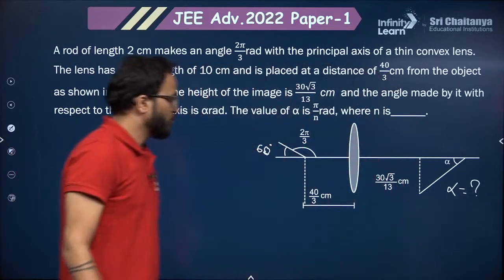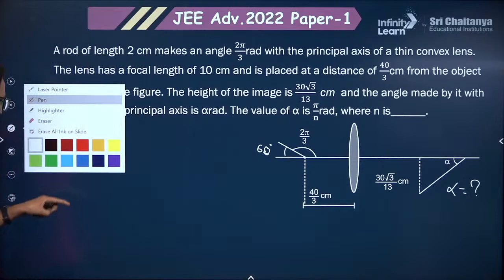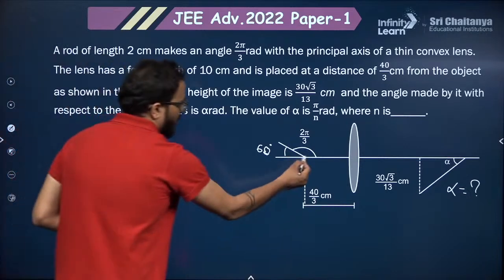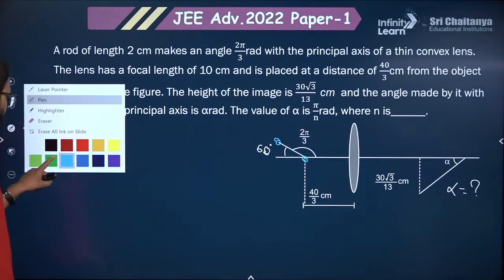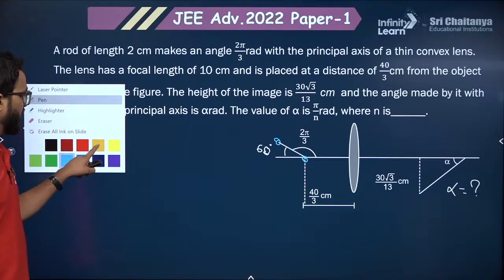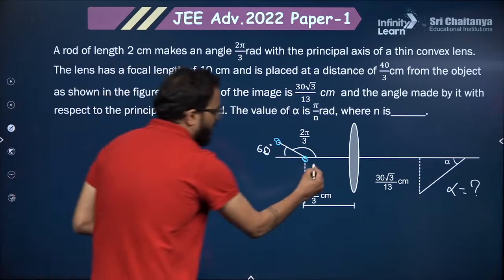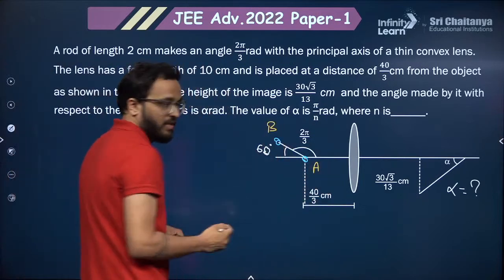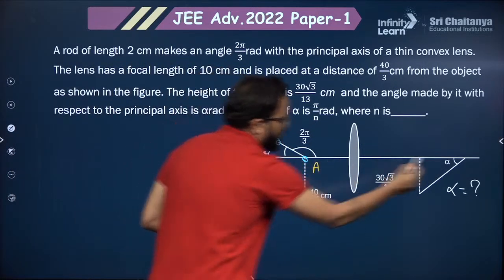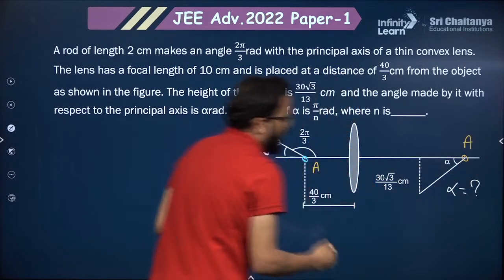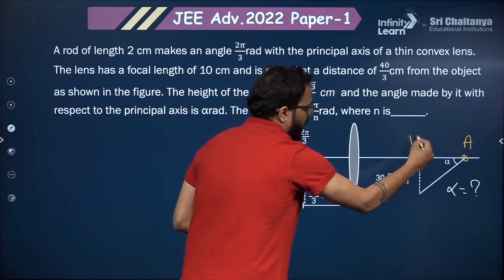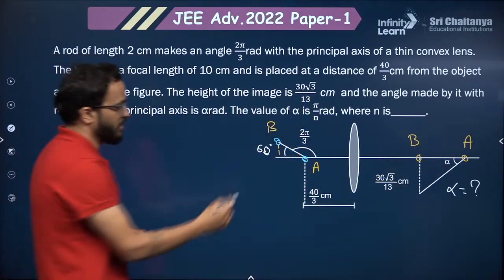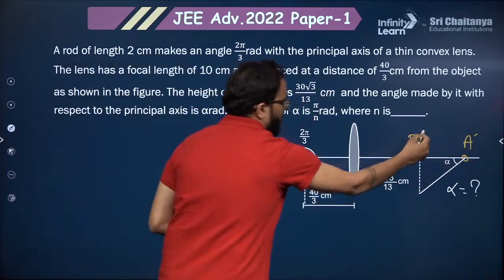So what we will do, we will take 2 points here. One is this, another one is this point, right? And we will locate their images. So we will seek out the images of these 2 points. So let's say this point is A and this point is B. So A's image is here definitely, and B's image is here definitely, right? So let's say A's image is here A dash, B's image is here B dash.